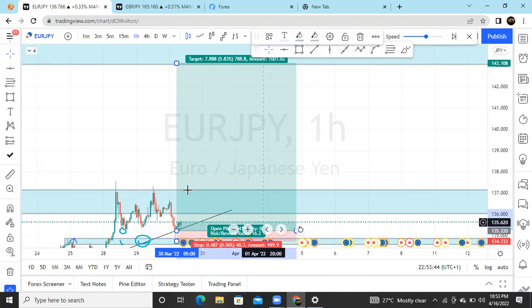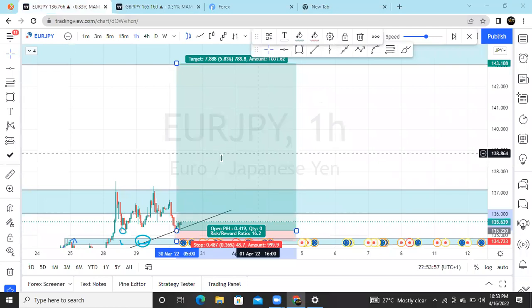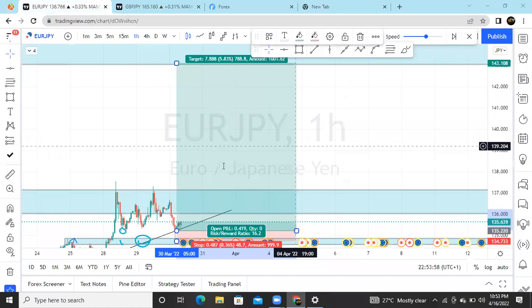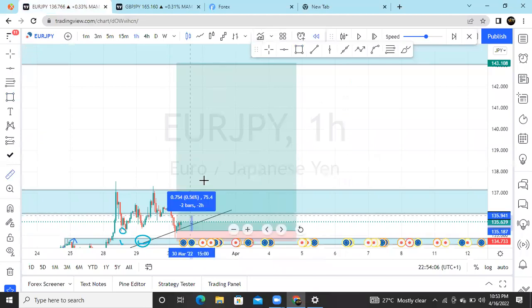So I'm content with this area. I really don't know about you, but I personally am content with this area. Yeah, this area is my take profit. Right there, that's my TP.